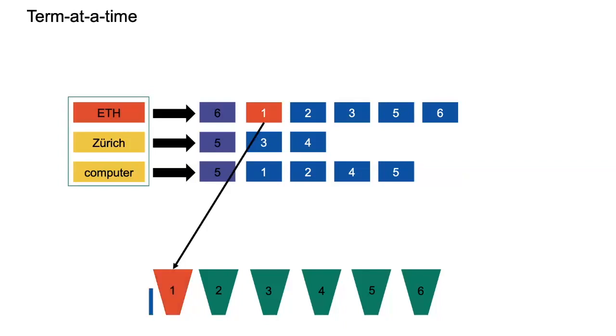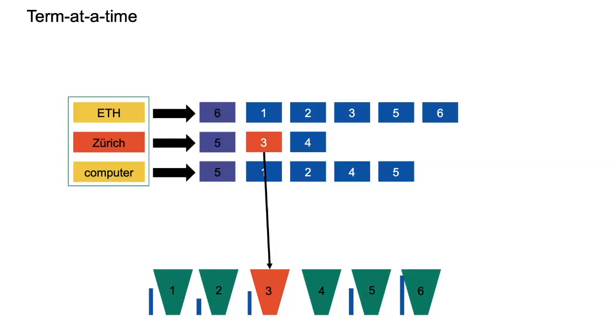And within ETH, I'm starting with document 1. So I compute this thing for ETH and 1, and I find some number that I add to the bucket 1. Then I compute the thing for ETH and document 2, and I accumulate it in bucket 2. Then I compute the thing for document 3, accumulate it in bucket 3. Then I compute the thing for document 5 and term ETH, put it in bucket 5. Then I compute the thing for document 6 and ETH, put it in bucket 6. Now I'm done with term ETH.